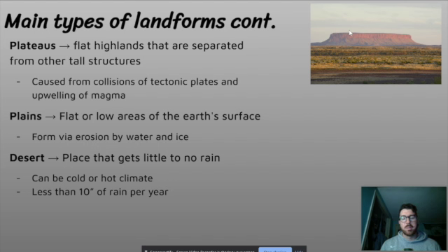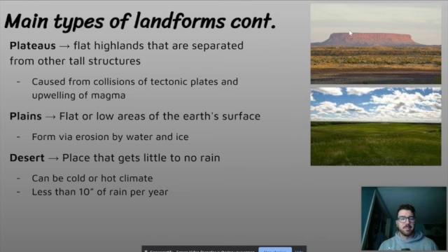The Spanish call plateaus la mesas, and that is actually the word for table in Spanish, because like in the picture, these look like tables. So the name definitely fits. The next type of landform, which you might not even think would be a type of landform, but it is, we have plains. Plains are just flat or low areas on the Earth's surface, and these were formed via erosion by water and ice.